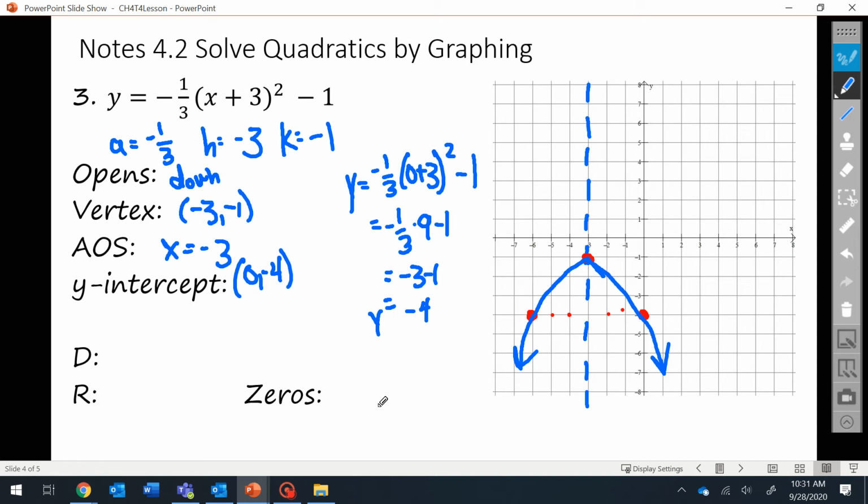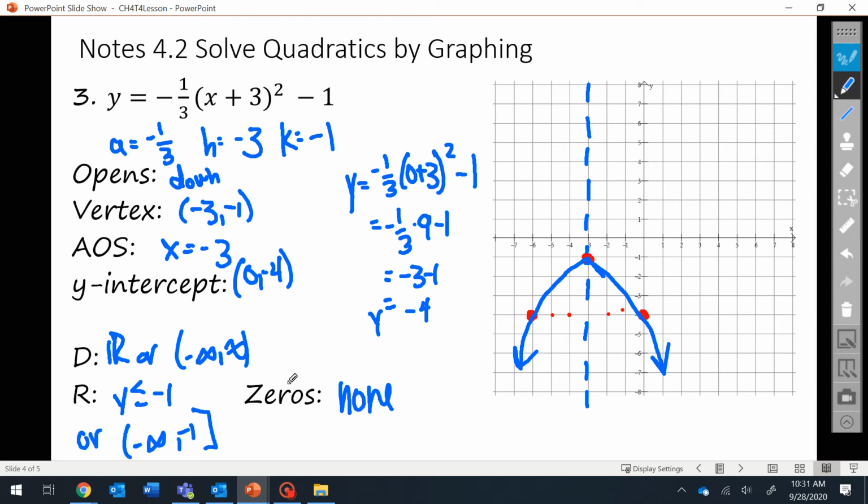Okay, it does not cross the x-axis. It doesn't have any x-intercepts. This does not have any zeros, has none. So there's no solutions to this equation that we started with. The domain, all real numbers, so negative infinity to infinity. The range, y is less than or equal to negative 1, or negative infinity to negative 1.